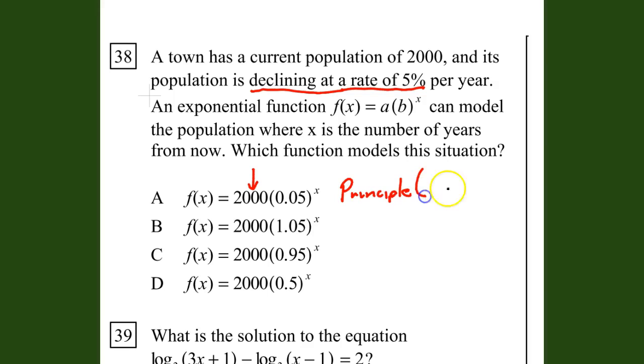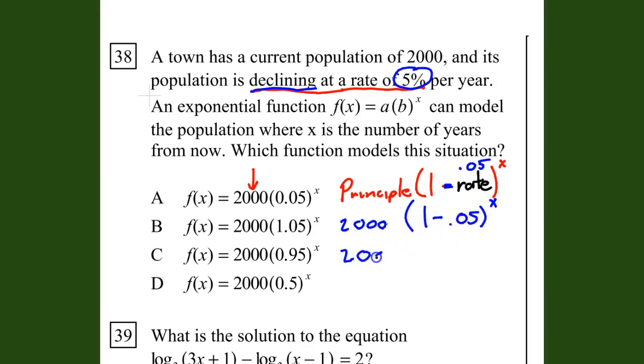It's principal times 1, and for declining, it's subtraction. So the fact that it's declining, we're going to subtract the rate. And that's going to be raised to the x power. So in this case, 5% as a decimal is 0.05. So we're going to have 2,000 times 1 minus 0.05 to the x, and 1 minus 0.05 is simply 0.95. That's how we get the answer of C.